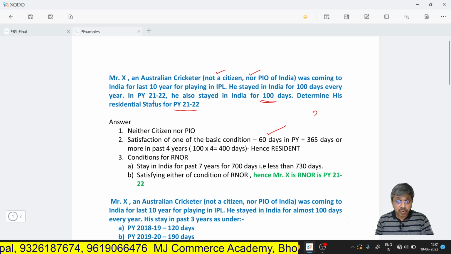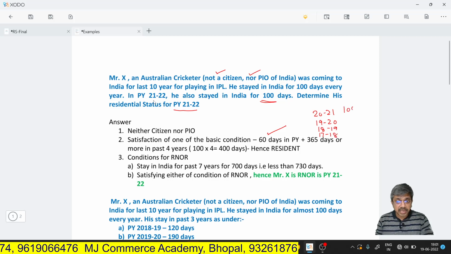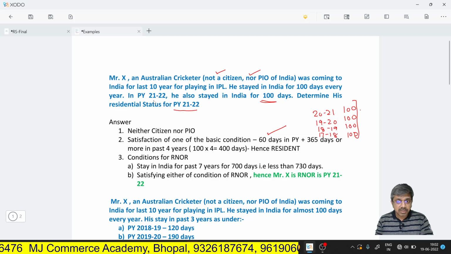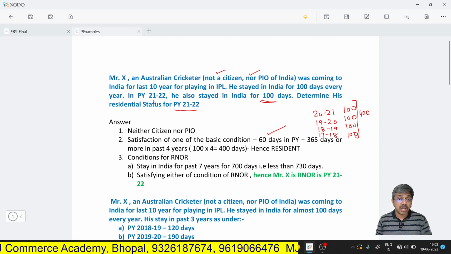It means for 20-21, 19-20, 18-19, 17-18, he stayed in India for 100 days in each of these 4 preceding years. Yes, the aggregate comes to how much? 400 days. Since this number of days exceeds 365 days, he will be a resident at this point of time. But we are not going to stop here.